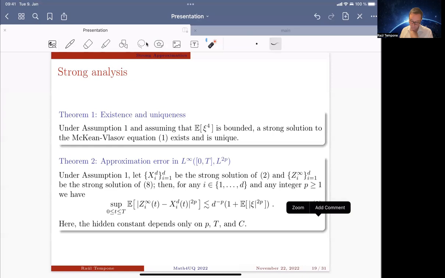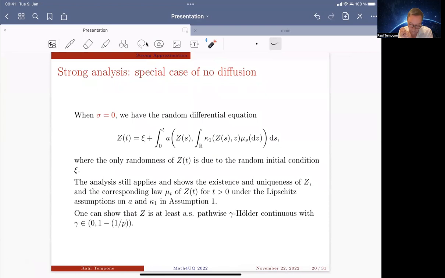Let's go to the weak analysis. Oh, yeah, one last thing. Even if there is no noise and the randomness only comes from the initial condition, so that we have random ODEs and not just stochastic differential equations, the analysis can be carried out. You get the result as well with existence and uniqueness. And then, of course, if you do the Kolmogorov Chentsov, you get regularity that is essentially up to the regularity we have here. Of course, with more and more structure, one can prove more things. But what I wanted to say is that this is useful even in the case where you don't have the driving dW noise.